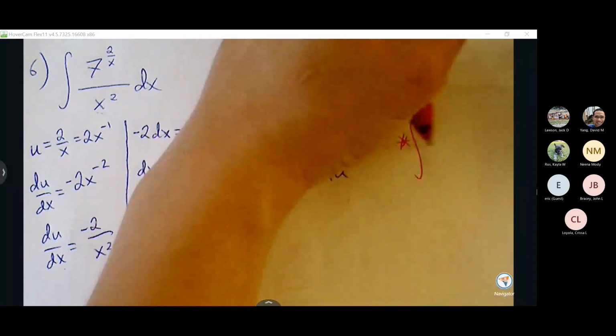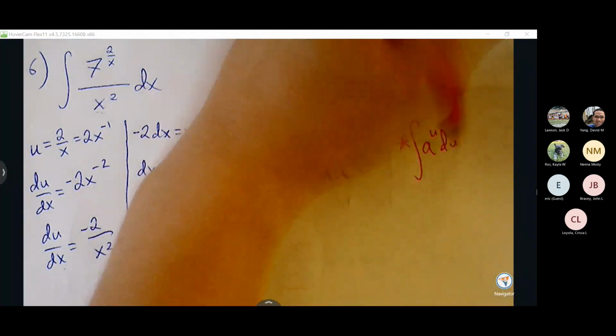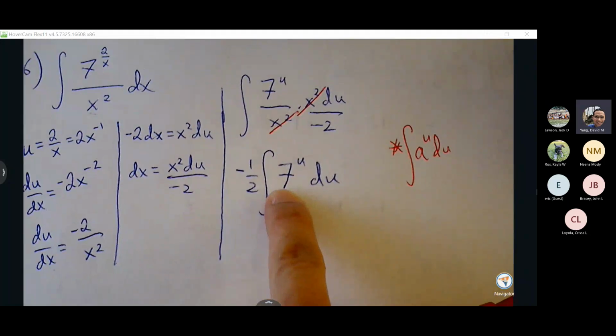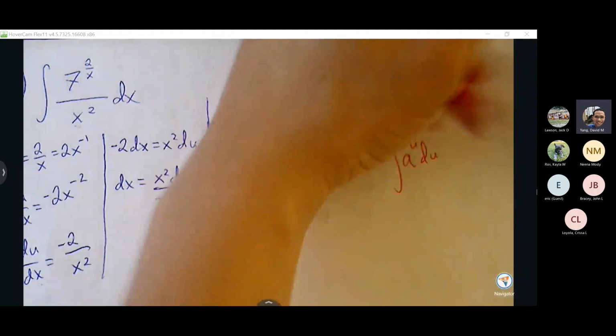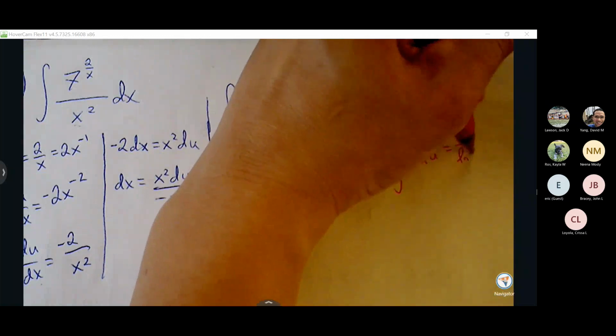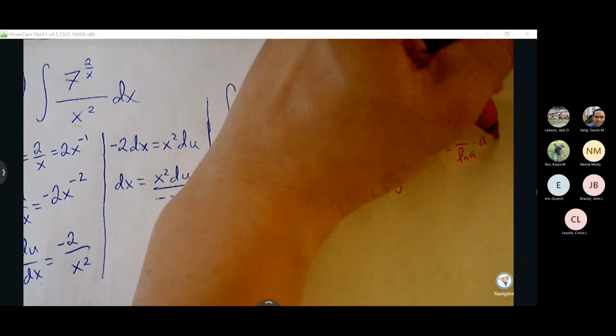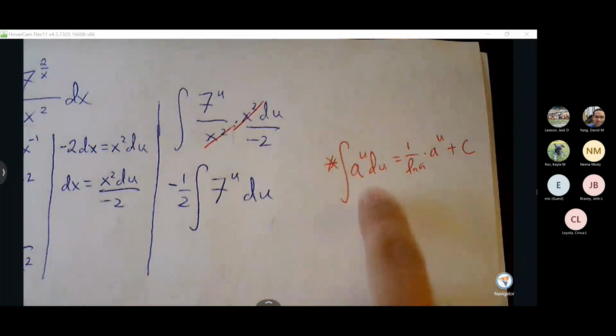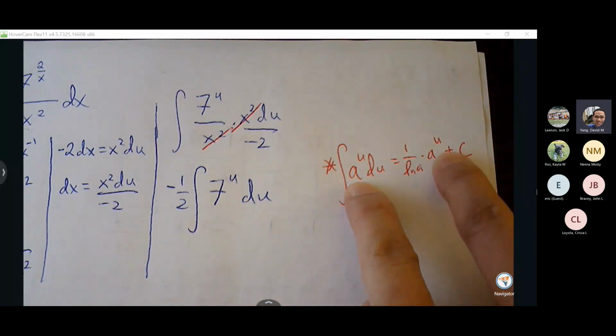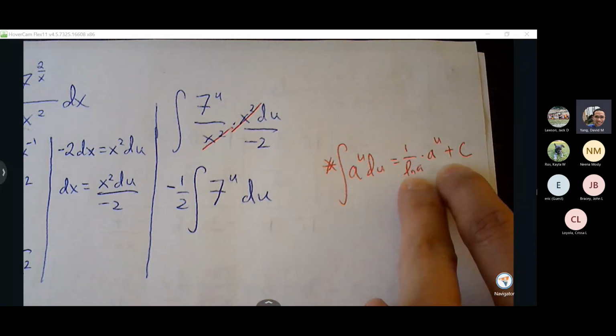Right, we have a rule for a to the u. It's an exponential function, right? A constant raised to a variable. So the original function basically reappears in our antiderivative, but there's just a little bit of coefficient conversion that has to happen.